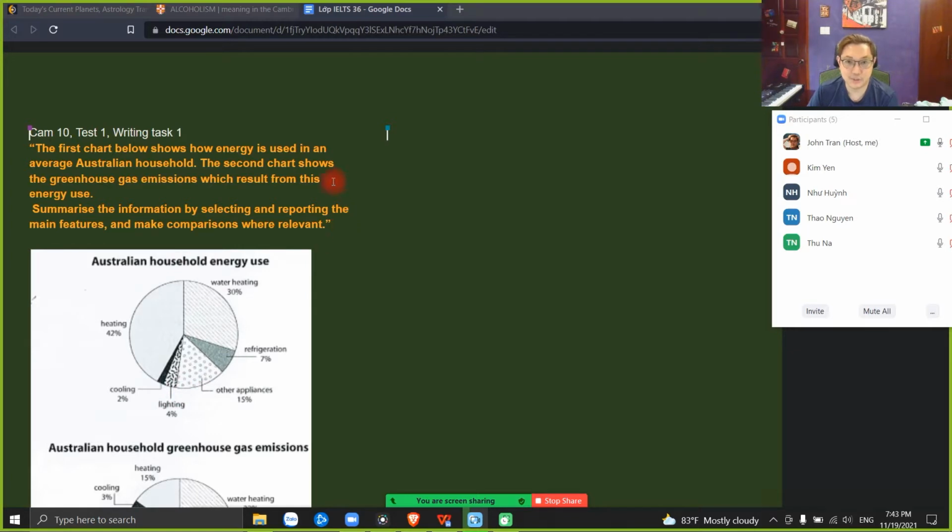The second chart shows the greenhouse gas emissions which result from this energy use.